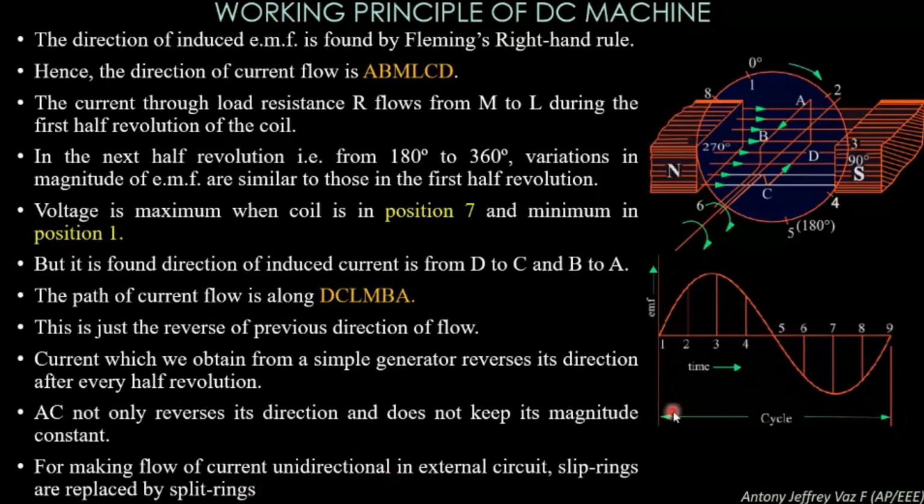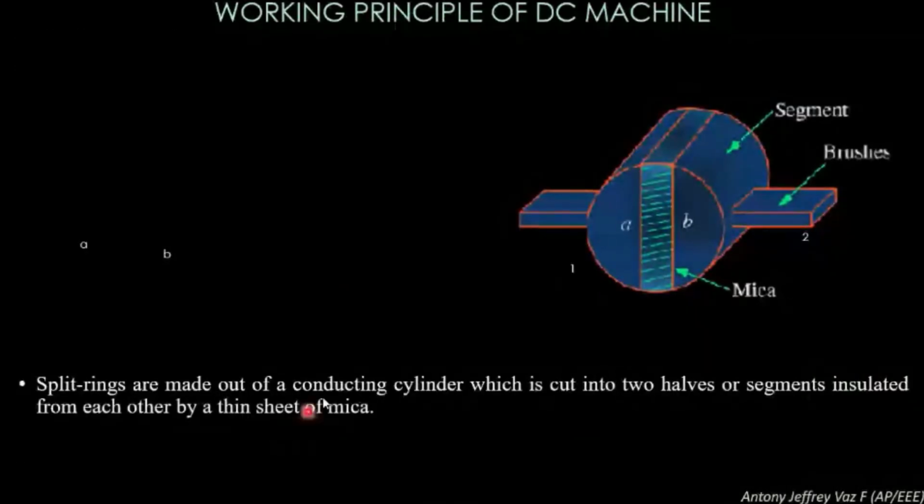Here, to convert this bidirectional current into a unidirectional current, we need to replace slip rings with split rings. Here, this is known as split rings. Split rings are made out of a conducting cylinder, which is cut into two halves or segments insulated from each other by a thin sheet of mica.